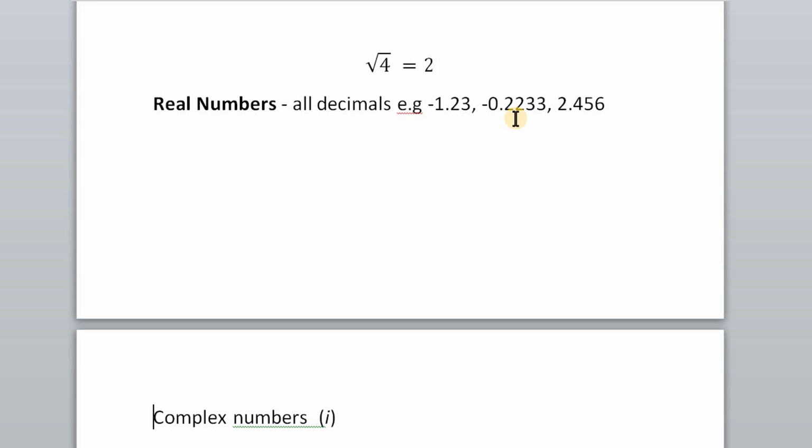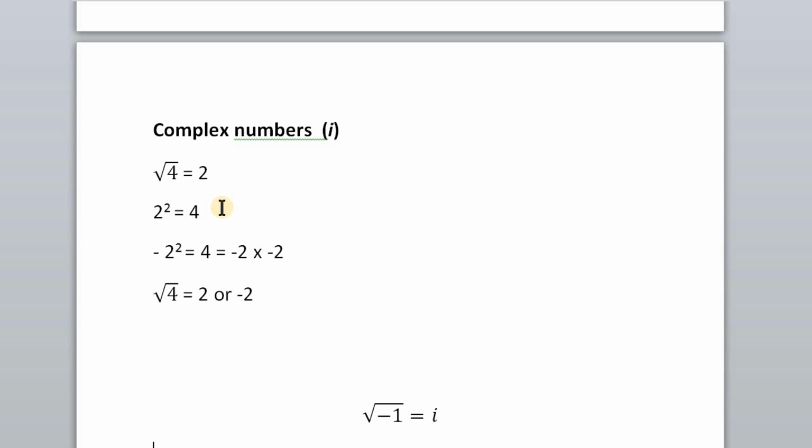Now, we also have another type of numbers. There's the last one that we can pick. We call them complex numbers. But let's look at the concept of complex numbers. Let's look at square root of 4. The square root of 4 will give us 2. We also know that 2 raised to power 2 will give us 4.